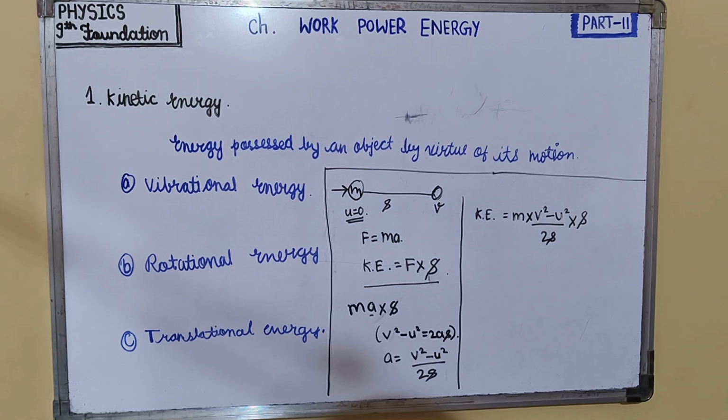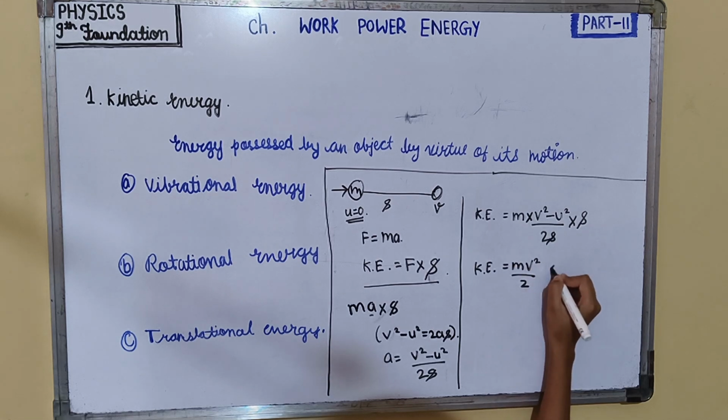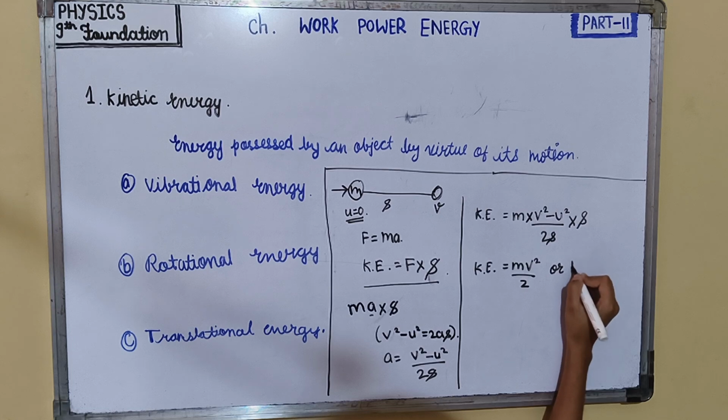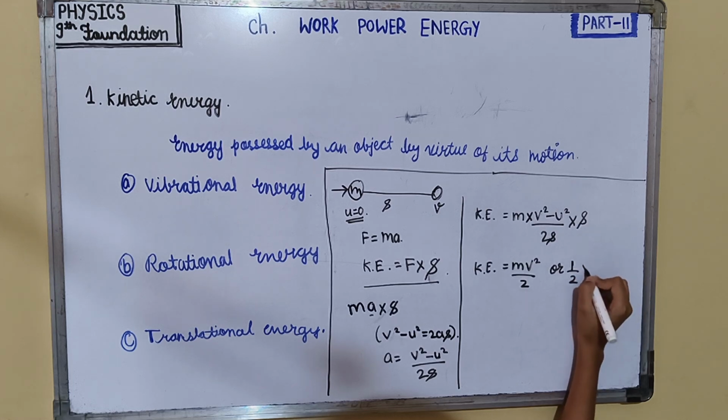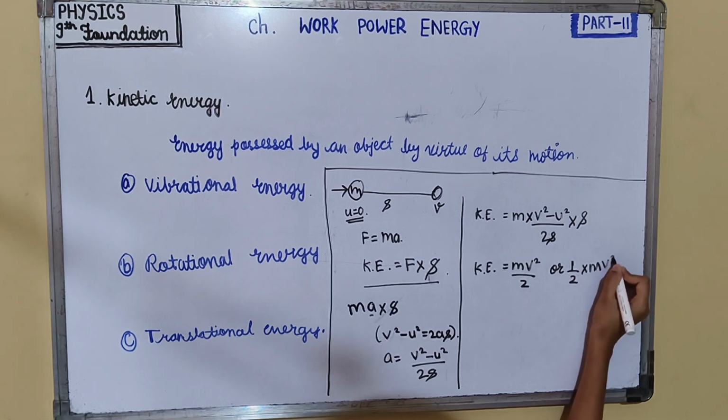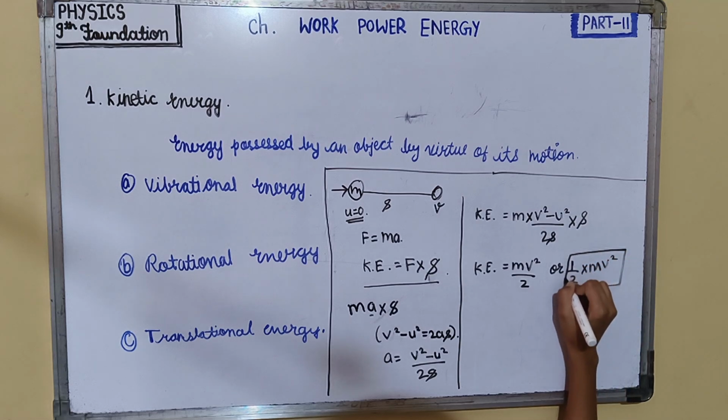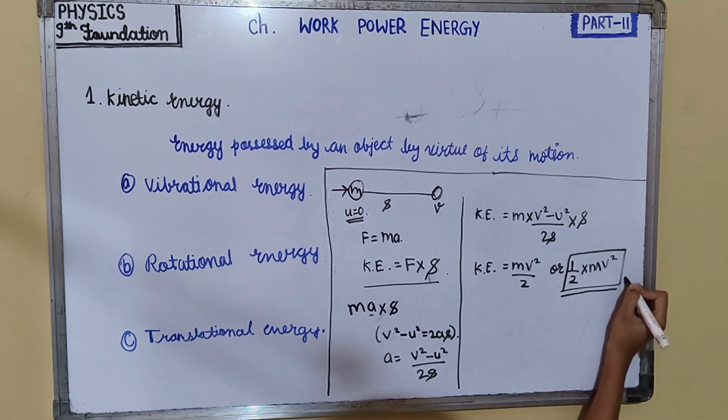From this we got that kinetic energy would be equal to mv square by 2, or we can write this as half into mv square. So this is the first formula of kinetic energy. We can find kinetic energy by this formula, that is half into mass into velocity square. Thus the kinetic energy of a body is equal to half the product of its mass and the square of the velocity of the body.